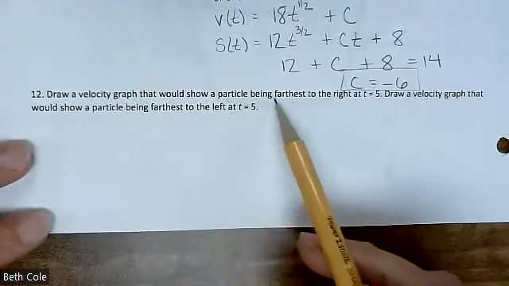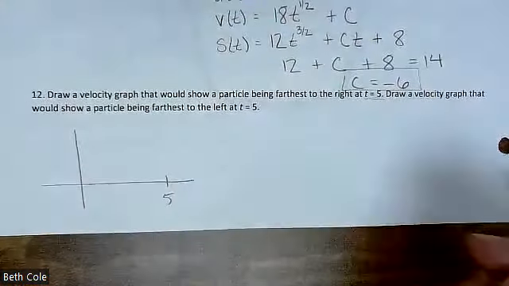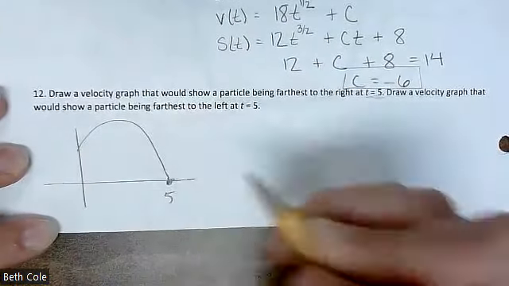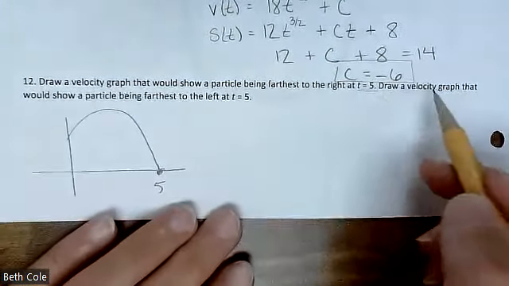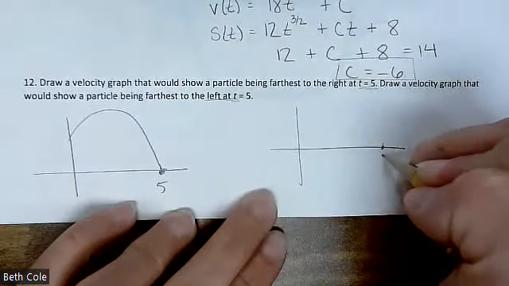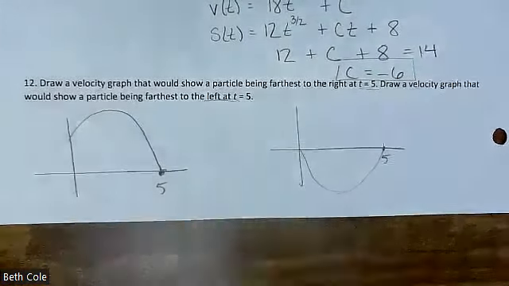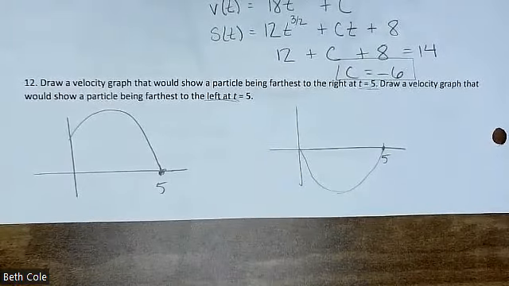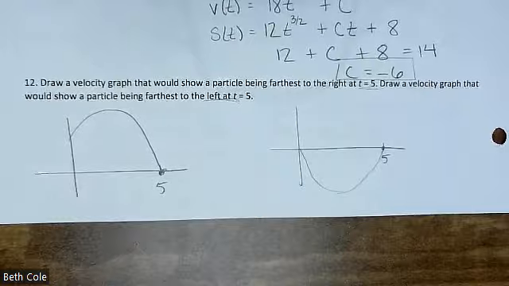Draw a velocity graph showing a particle being furthest to the right at time 5. All that means is that at time 5, you need a lot of positive accumulation. So you want to draw something that's above sea level until 5. If it says draw a velocity graph showing a particle farthest to the left at time 5, that just means at time 5, you want a lot of negative accumulation. Out of the following choices, which one is furthest to the right? You're going to pick the one that is the most above, or if it says which one's furthest to the left, you're going to pick the one that's the most below. That's all that is. It's just weird to do it without choices.